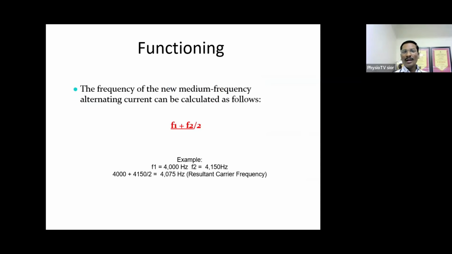Now, the frequency of the new medium frequency alternating current can be calculated by the formula (F1 + F2) / 2. So what we are doing is using 4000 hertz in one channel and 4150 hertz in the second channel. When you use this formula (F1 + F2) / 2, the resultant is 4075 hertz. This frequency is called the resultant carrier frequency, or simply the carrier frequency.